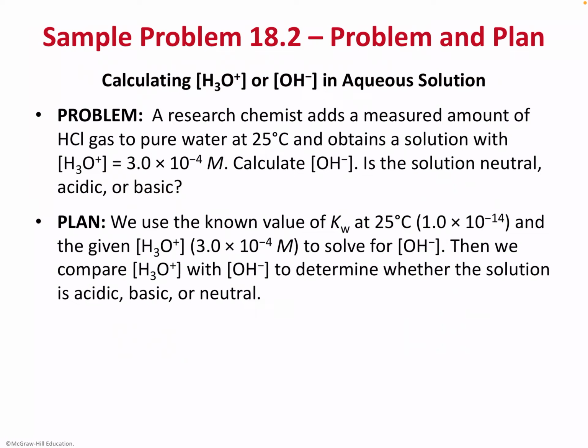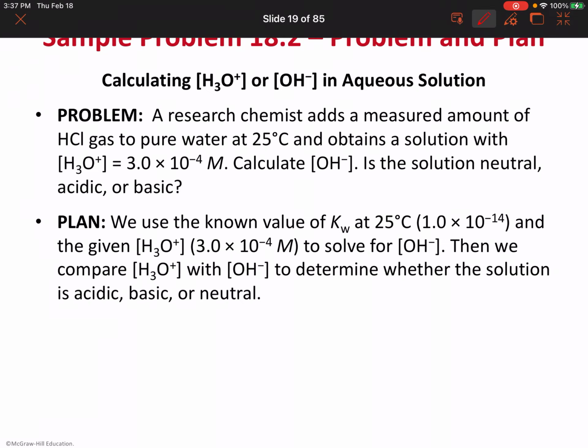A research chemist adds a measured amount of HCl gas to pure water at 25 degrees Celsius and obtains a solution with hydronium ions 3 x 10^-4 molar. Calculate the hydroxide. Is the solution neutral, acidic or basic? How are we going to perform this calculation? It talks about HCl gas. Hydronium ion concentration is given. Calculate hydroxide ion concentration. Is the solution neutral, acidic or basic? How are we going to perform this calculation?